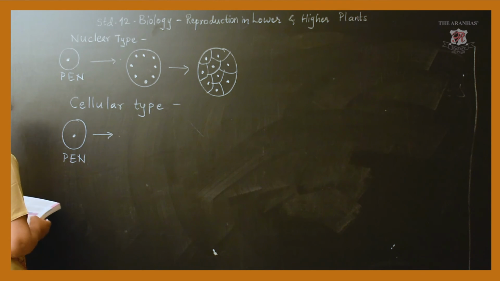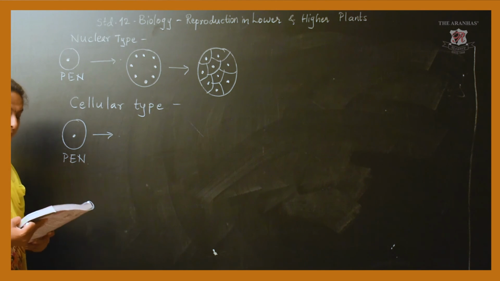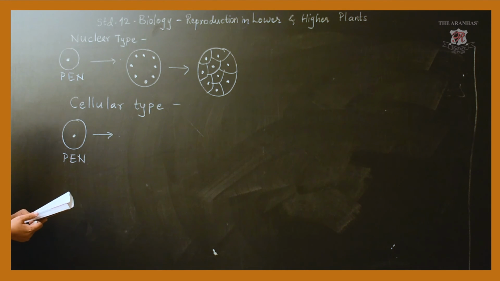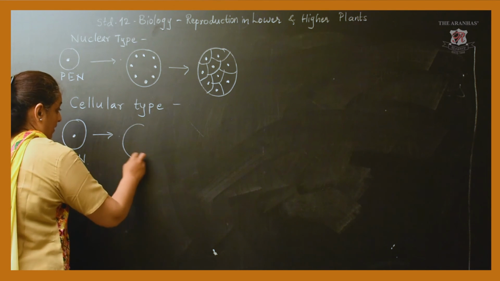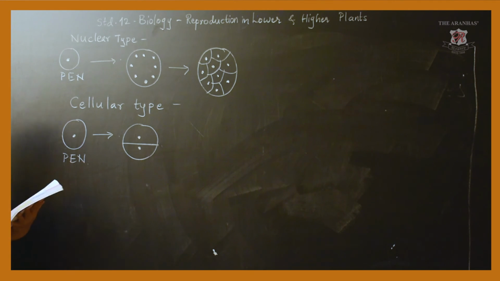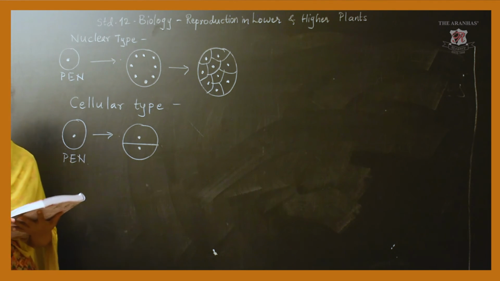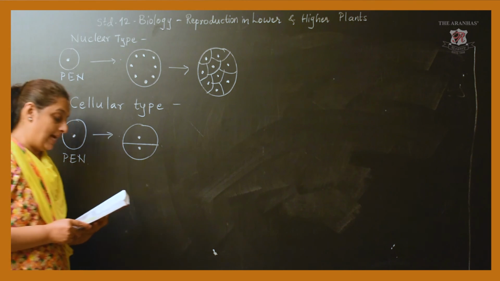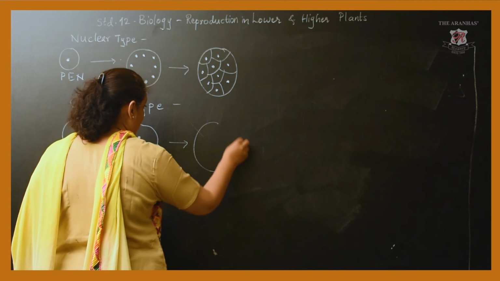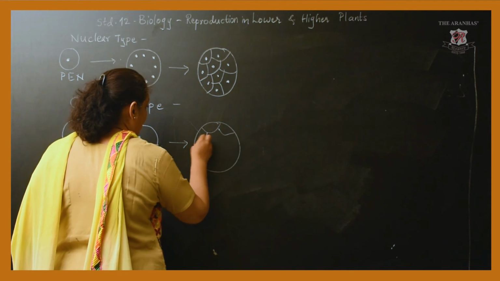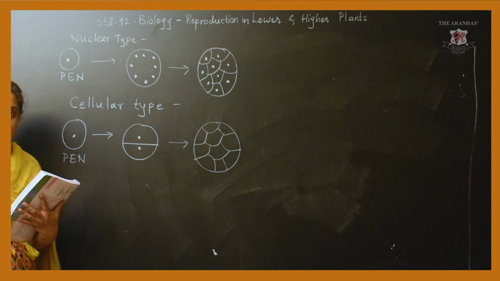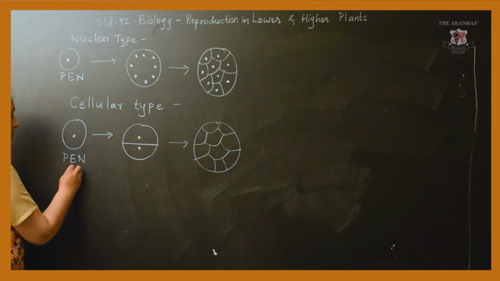Now in the cellular type, what you find is that this triploid primary endosperm nucleus divides, and division of the nucleus is immediately followed by cytoplasm division. Okay, and then you get a multicellular structure formed. So here every time, nuclear division is followed by cytoplasm division. And the last type is helobial.